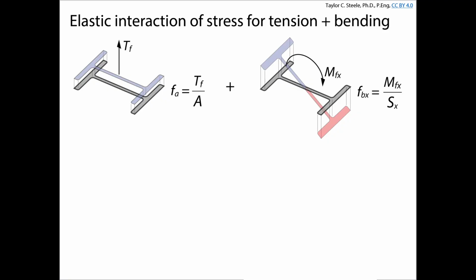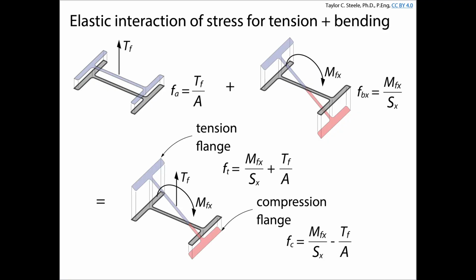Okay, so the tensile stresses are in blue, compressive stresses are in red, and as long as these don't exceed yield, in combination, we can apply the elastic superposition, and we can say, okay, the total stress on the tension flange is going to be equal to the stress from P over A plus the stress from M over S. And then the stress on the compression flange is going to be just the total compressive stress from bending, M over S, minus the tensile stress, P over A. Okay? Are there any questions about this concept before we continue?